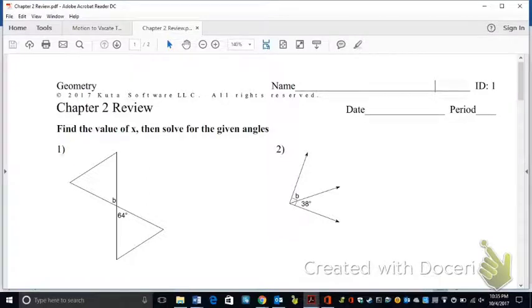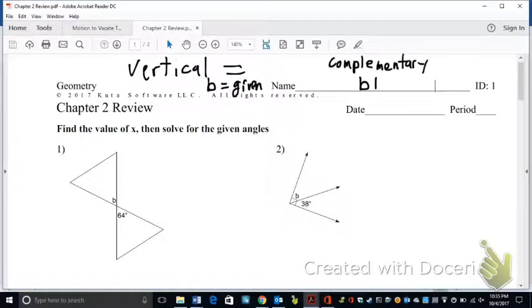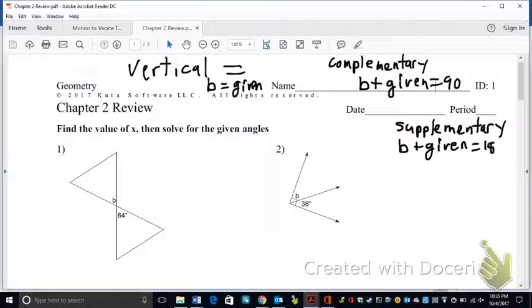So, these last ones are pretty straightforward. You're going to get 3 different types of problems on these last 2 pages. You're going to get vertical angles, in which B is equal to the given angle. You're going to get complementary angles, in which B plus the given angle equals 90. And you're going to get supplementary angles, which are linear pairs, in which B plus the given angle equals 180.